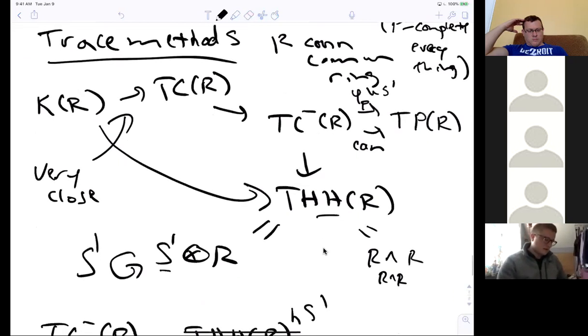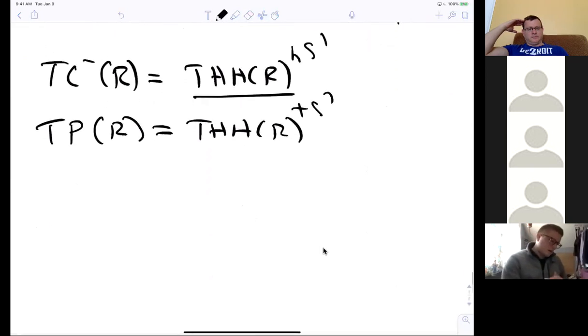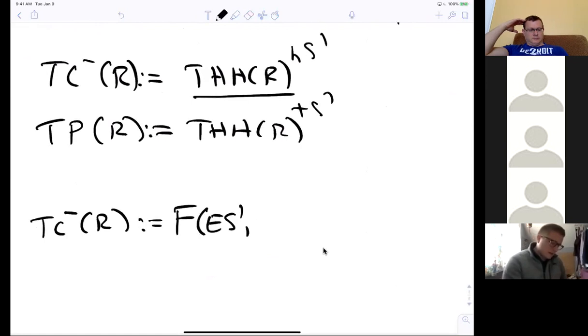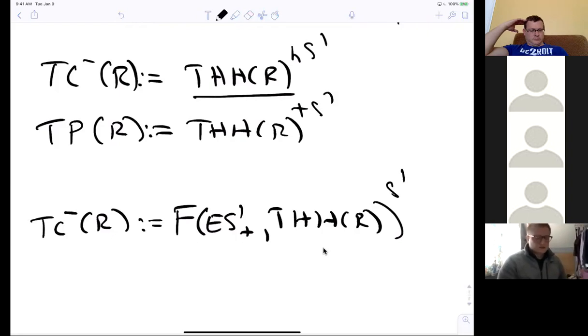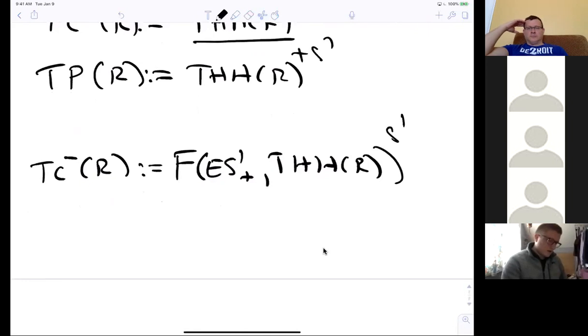Okay, so that's a very quick and dirty introduction to trace methods. Apologize if that's your first time seeing it, but so the object we're going to be looking at in more detail is this. Okay, so let me give a more precise, actually, model for this. So I guess these are definitions. Okay, so this is going to be defined to be the function spectrum from ES1 plus into THH of R, and then you look at the S1 fixed points of that. So ES1 is a contractible space with a free S1 action, and then this is a model for the homotopy S1 fixed points.